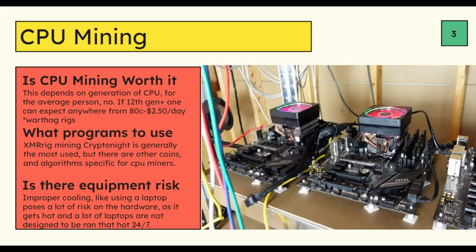Alright, now let's start off with CPU mining. CPU mining is pretty cut and dry. If you have a newer CPU, it is generally going to be more efficient and profitable, anywhere between 80 cents and $2.50 a day. A lot of people have switched to Warthog rigs, which I don't use, and I don't CPU mine myself, so I'm not the person to ask about that. But I do know it is a big thing now, and this gives you something to look up and research during your journey into mining.